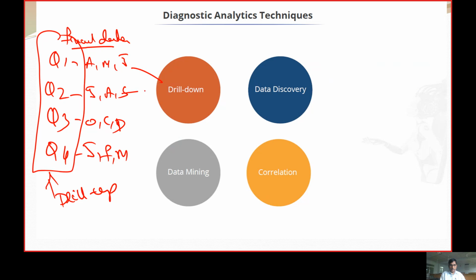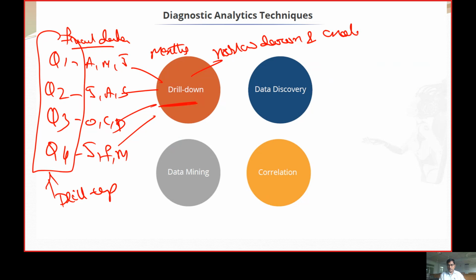But now if I put the months directly here, we call it a drill down. So we narrow down and analyze the root cause. That is what this drill down is purposely intended for.